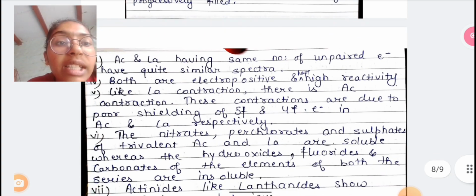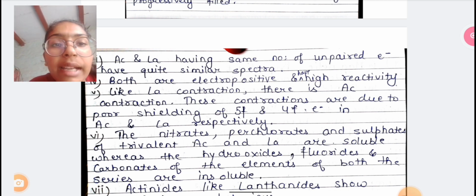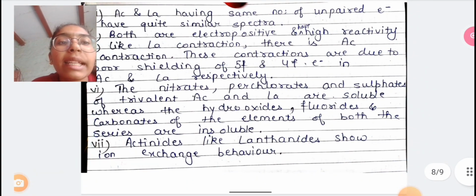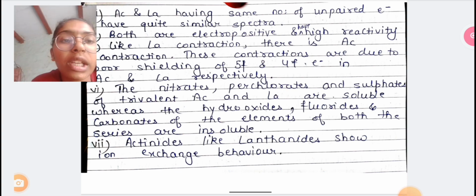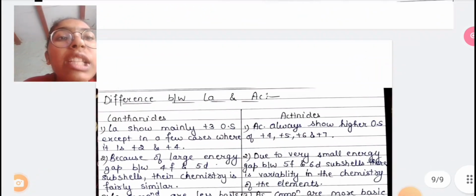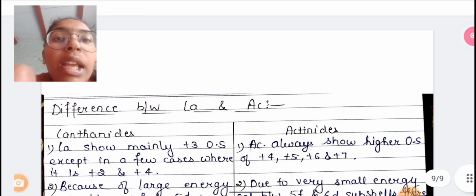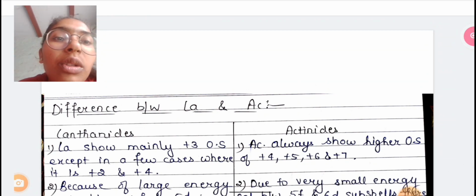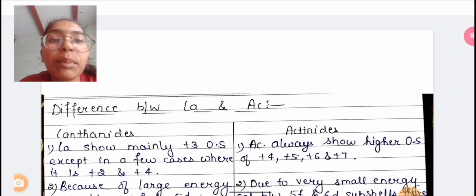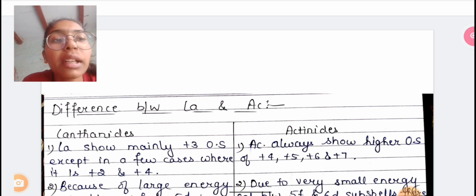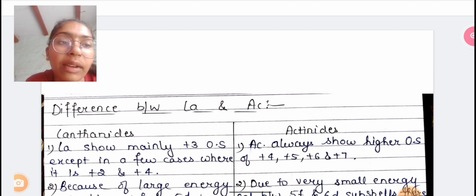The sixth one is the nitrates, perchlorates and sulfates of trivalent actinides and lanthanides are soluble, whereas hydroxides, fluorides and carbonates are insoluble. Seventh one is actinides, like lanthanides, show ion exchange behavior. Then, differences between lanthanoids and actinoids. First, lanthanoids show mainly +3 oxidation state except in a few cases where it is +2 or +4. On the other side, actinides always show higher oxidation states of +4, +5, +6 and +7.